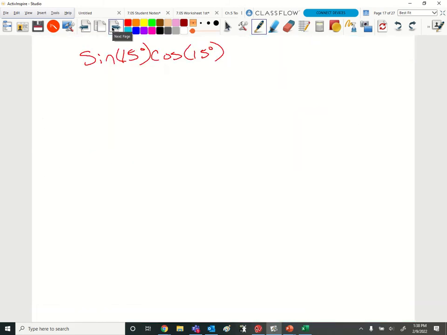There we go. So I'm going to write my identity out. So it's going to say sine of 2x or theta or beta or gamma is equal to 2 sine x cosine x, right? That's the formula from the reference sheet.